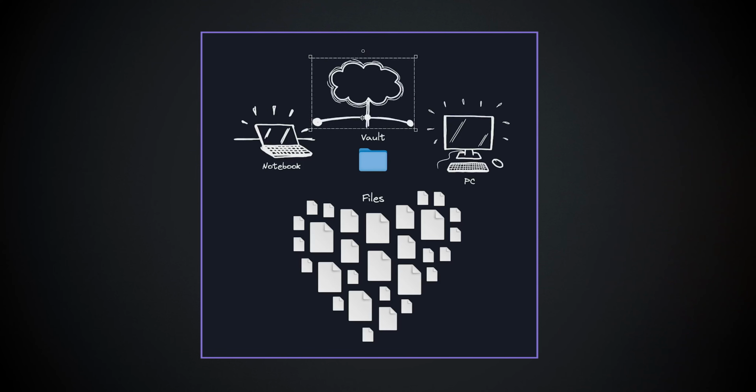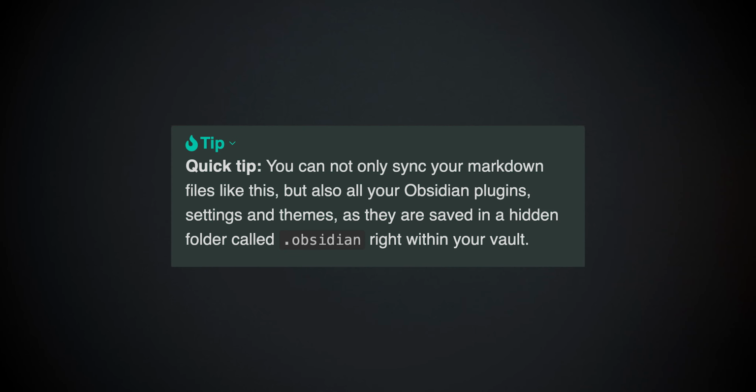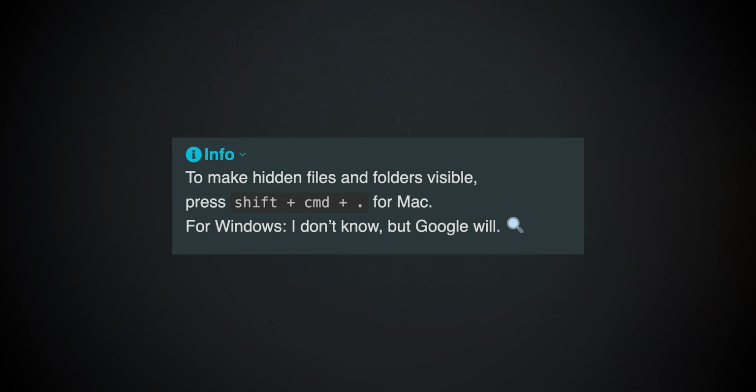In most cases, you can do that with your cloud service, be it Dropbox, Google Drive, iDrive, OneDrive, pCloud. Quick tip, you can not only sync your Markdown files like this, but also your Obsidian plugins, settings and themes, as they are saved in a hidden folder called .obsidian right within your vault. To make hidden files and folders visible, press Shift, Command and Dot for Mac. For Windows, I don't know, but Google will.